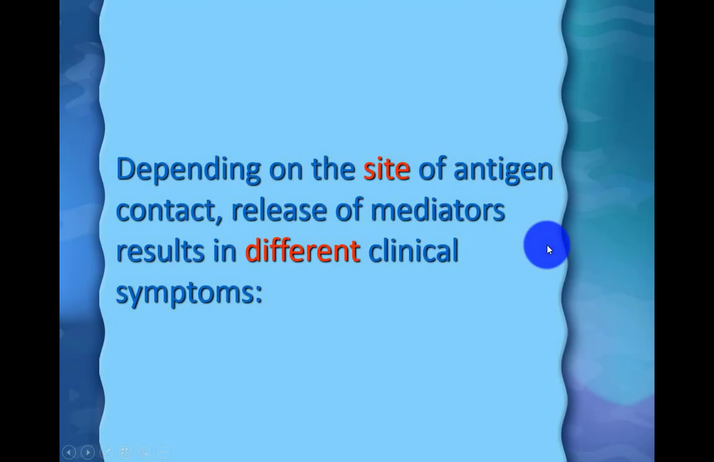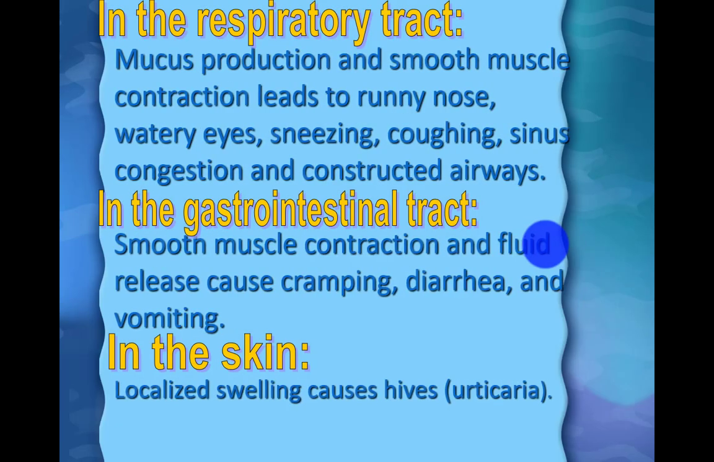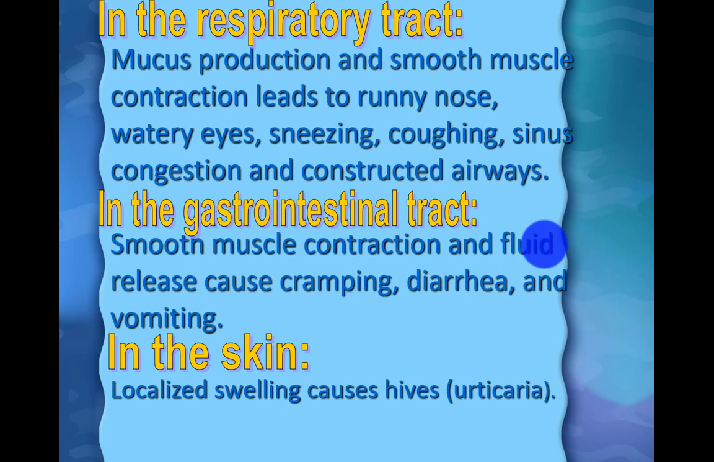Cytokine control: depending on the site of antigen contact, release of mediator results in different clinical symptoms. In the respiratory tract, mucus production and smooth muscle contraction lead to runny nose, watery eyes, sneezing, coughing, sinus congestion, and constricted airway. In the gastrointestinal tract, smooth muscle contraction and fluid release cause cramping, diarrhea, and vomiting. In the skin, localized swelling causes hives, urticaria.